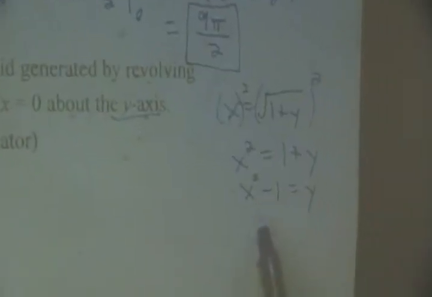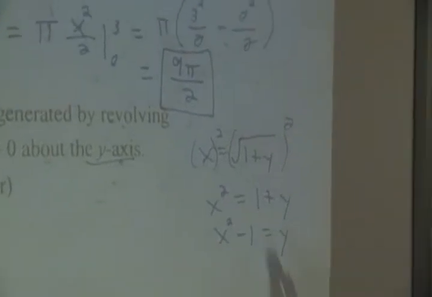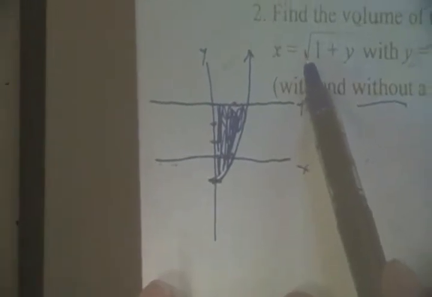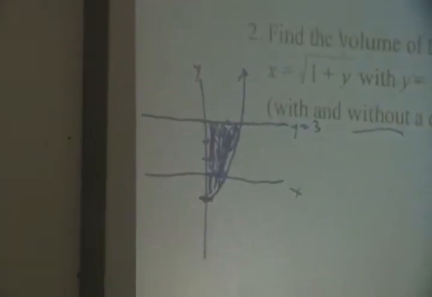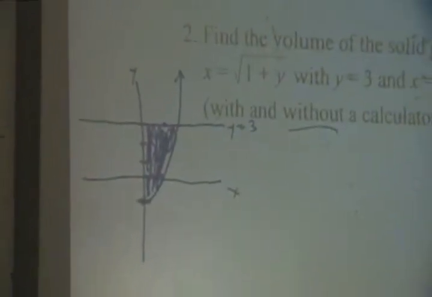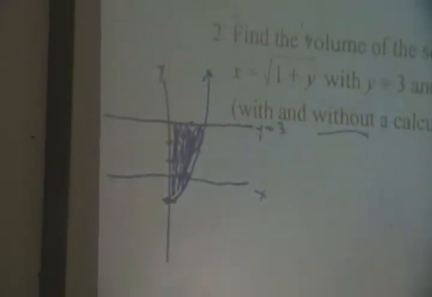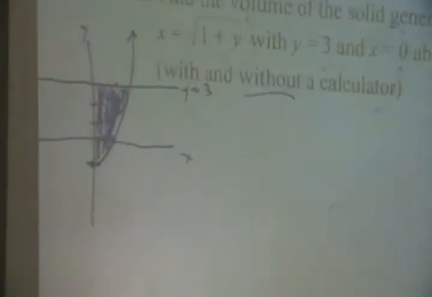The other dead giveaway that you only needed the right edge was, look at the original problem. If you solved this for x, you would actually get x equals positive or negative the square root of 1 plus y. They were only using the positive part, otherwise they would have needed a plus minus sign in front of it. So there is our graph, and that's what's going to be rotated about the y-axis, all the way around.